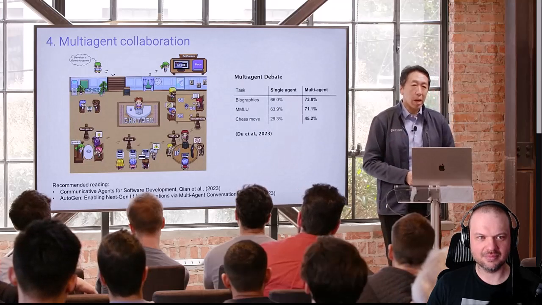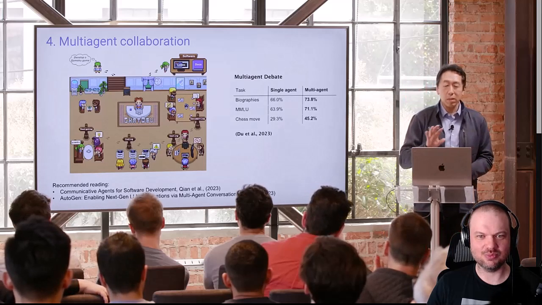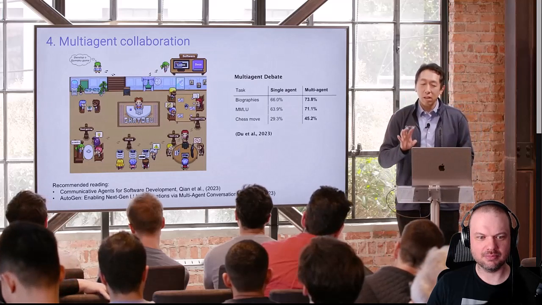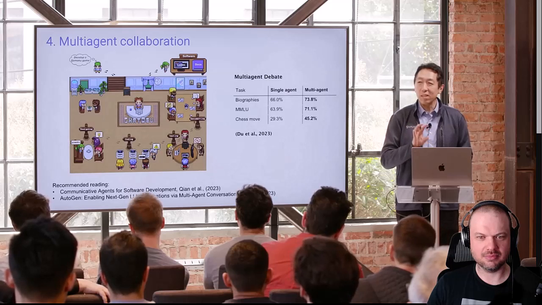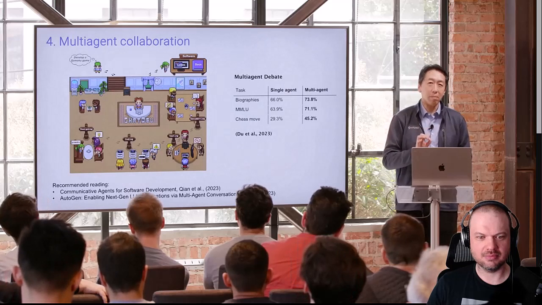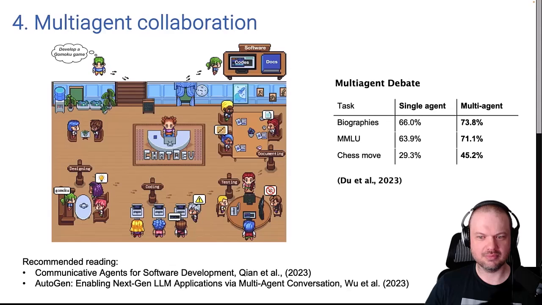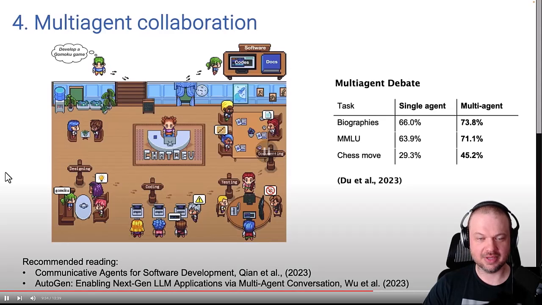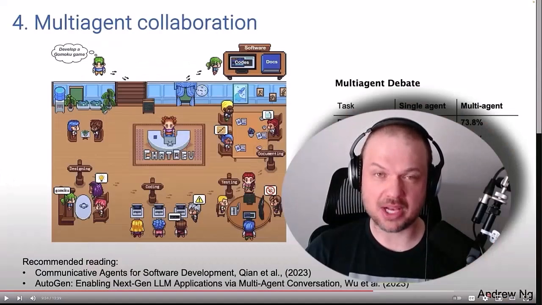The final design pattern is multi-agent collaboration. This is one of those funny things, but it works much better than you might think. On the left is a screenshot from a paper called ChatDev. That is spot on. It works much better than what you would think.